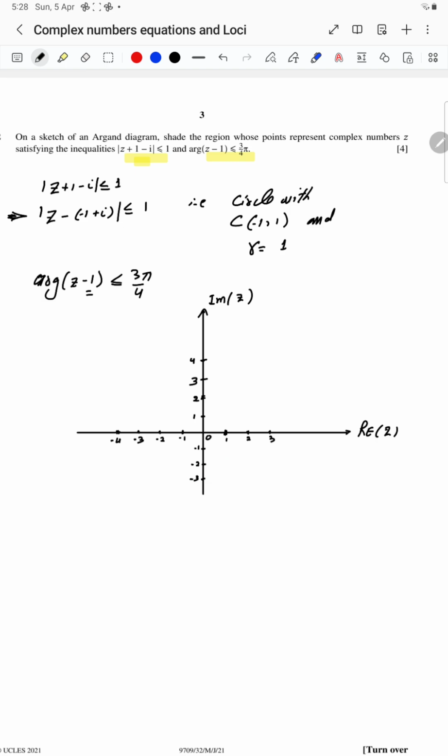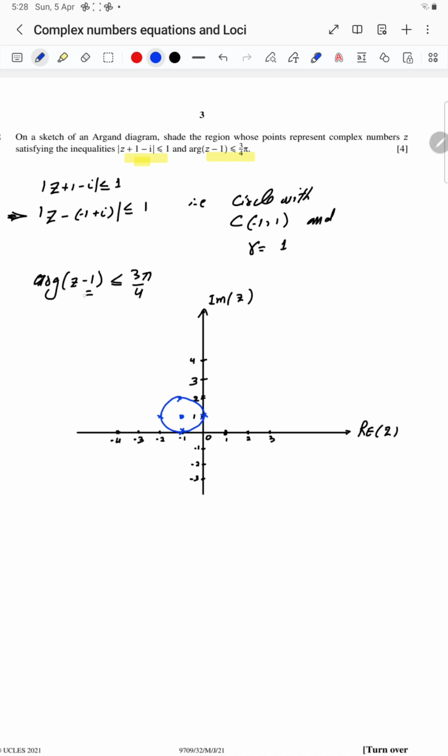Okay, now plot this first one. The circle center is (-1, 1), the circle center is here. Radius is 1, so 1 point here, 1 point here, 1 point up, 1 point down. So this will be the circle. Okay, next one.